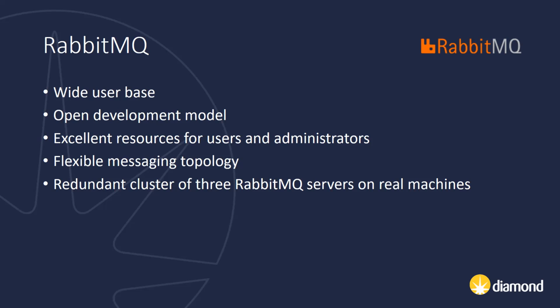So in terms of our implementation at Diamond, we have this set up as a redundant cluster of 3 RabbitMQ servers, which obviously gives us an added benefit over the previous ActiveMQ setup, where we had a single server, which proved a single point of failure.